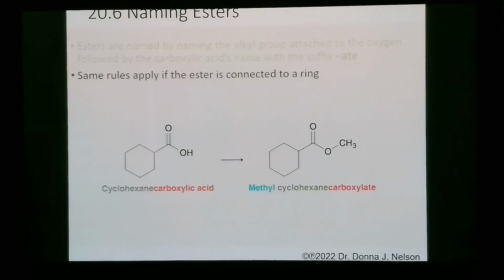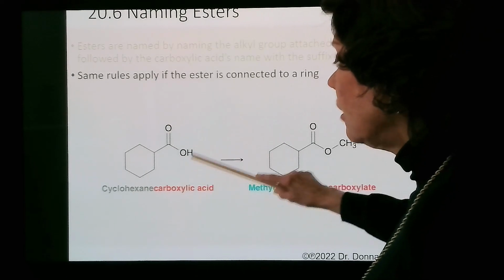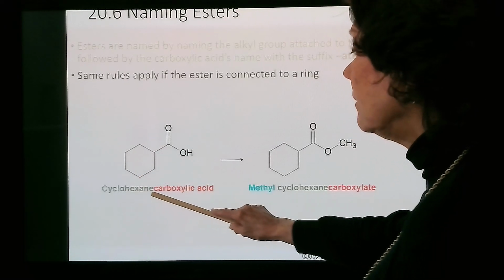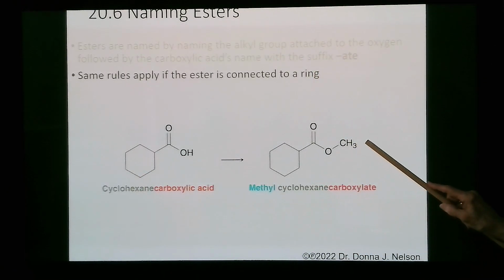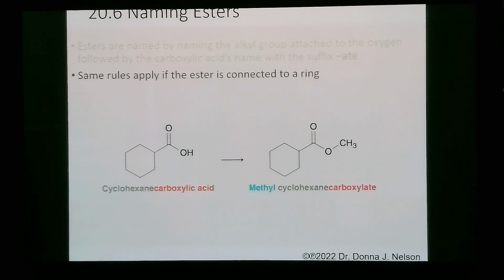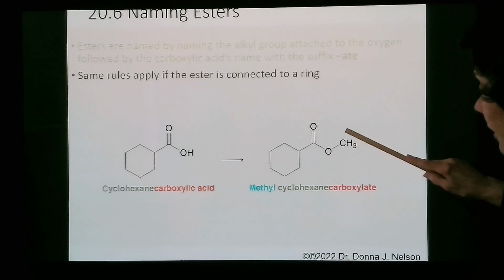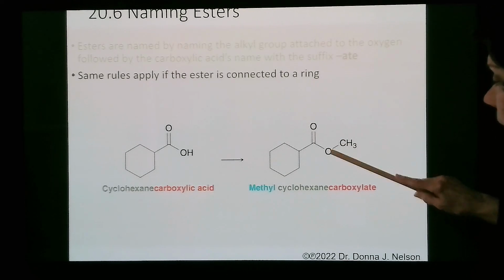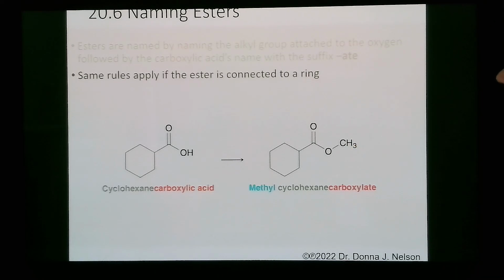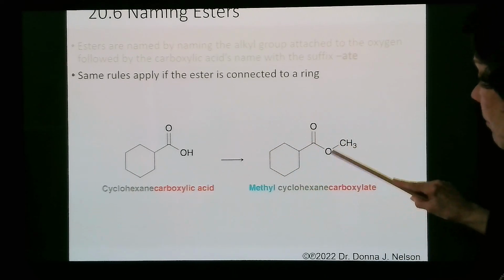The same rules apply if the ester is connected to a ring. So here you can see the carboxylic acid is connected to a cyclohexane. This is called cyclohexane carboxylic acid. And so now if you have the ester connected to the cyclohexane ring, this part becomes cyclohexane carboxylate, and there is a methyl group attached to the oxygen. So here is the methyl that corresponds to that methyl group. So this is methyl cyclohexane carboxylate.